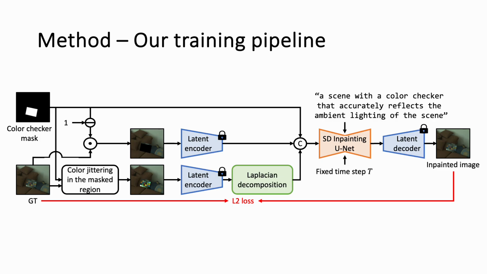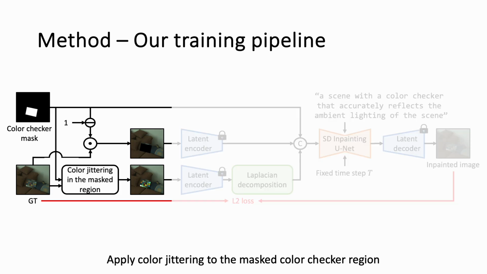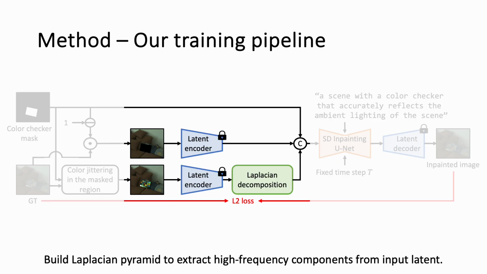Next, let me detail our training pipeline. Our method is based on fine-tuning the Stable Diffusion inpainting model. Our input consists of the input image and a color tracker position mask. We apply color jittering in the mask region to simulate the inconsistency between the neutral color tracker and the color cast background image that we will encounter during testing.